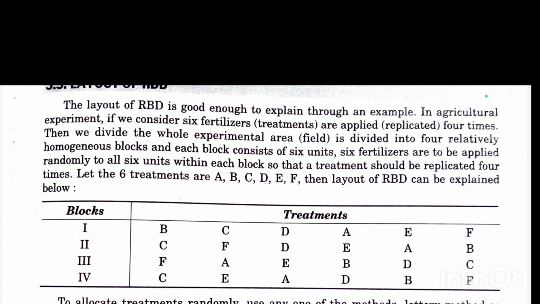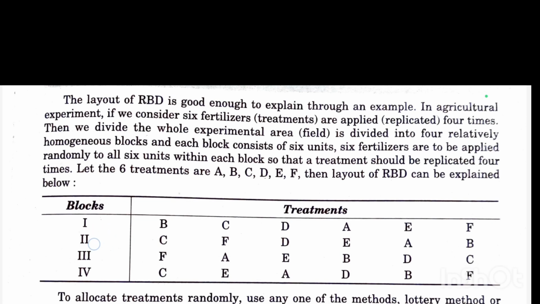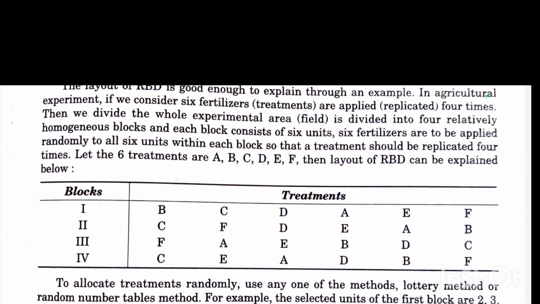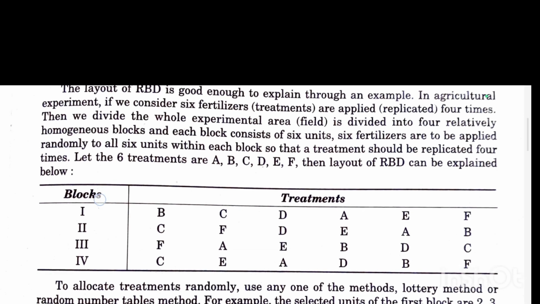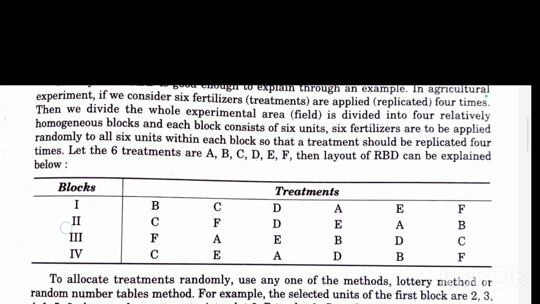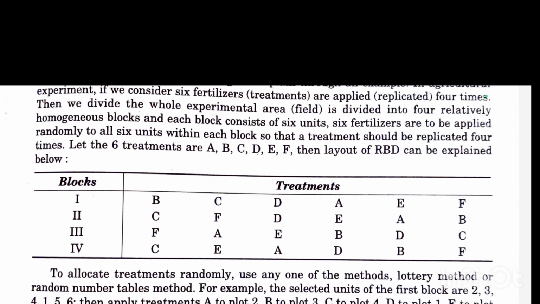In an agricultural experiment, if we consider 6 fertilizers, which are the treatments, they are applied and replicated 4 times. Here the repetition is allowed up to 4 values.